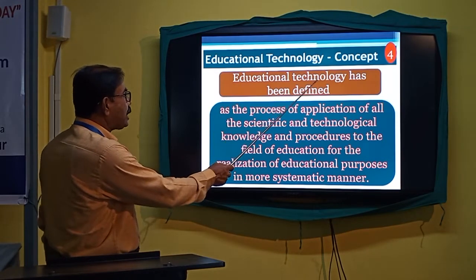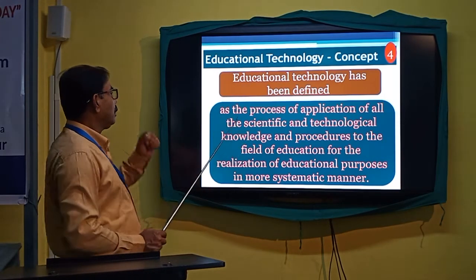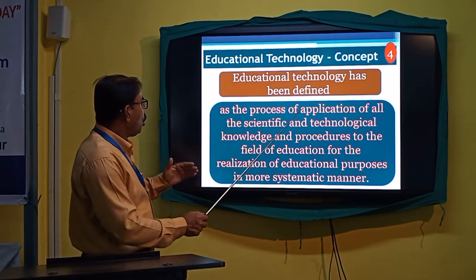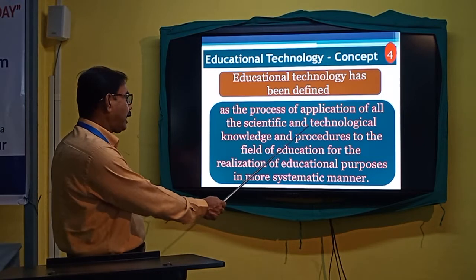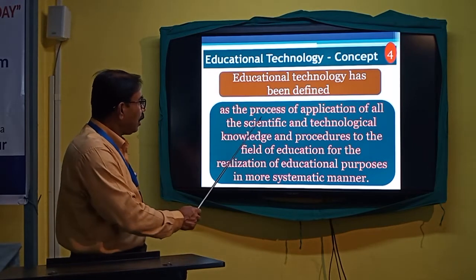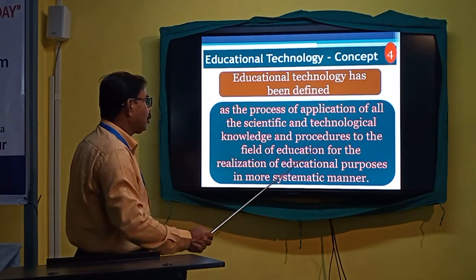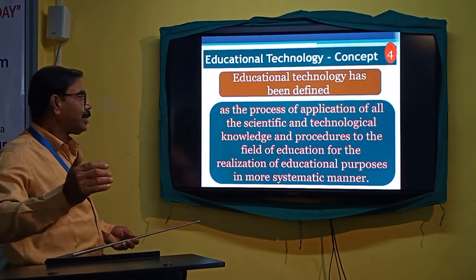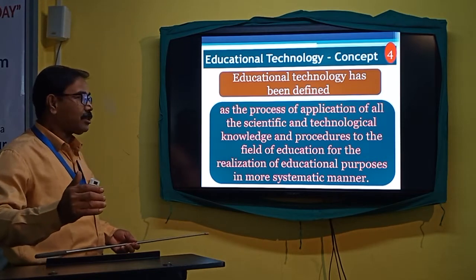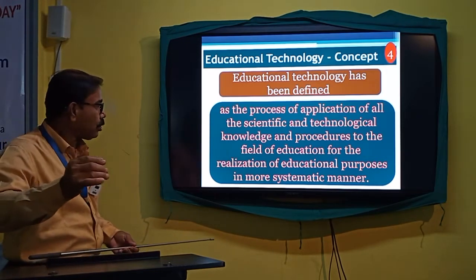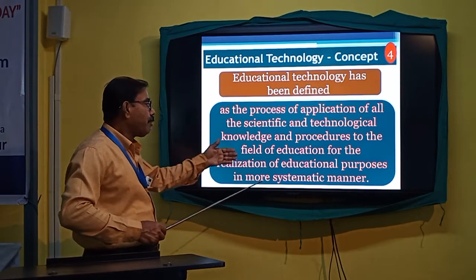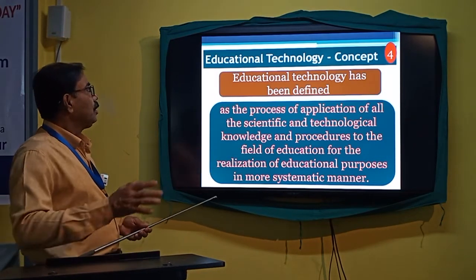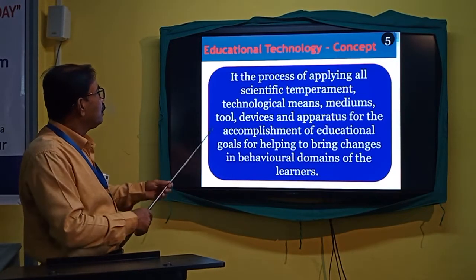Educational technology has been defined as the process of application of all the scientific and technological knowledge and procedures to the field of education for the realization of educational purposes or educational goals in the most systematic manner or in an extensive way. Let us see the next slide.